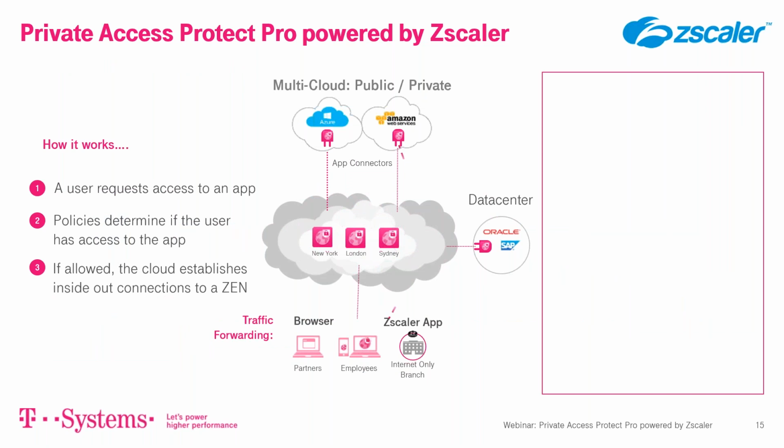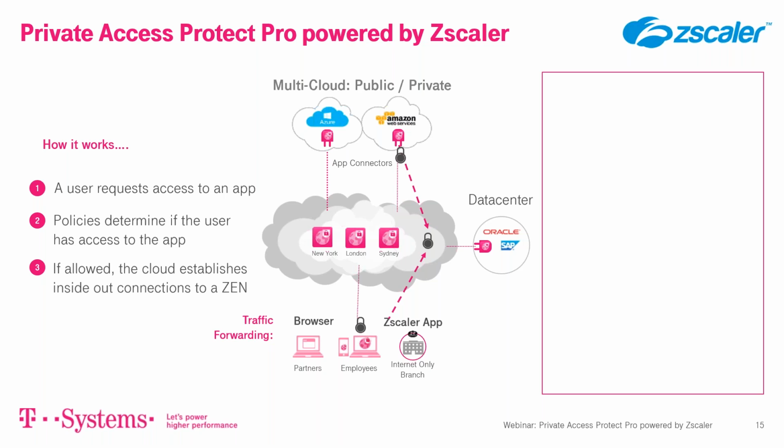So I have talked quite a lot about how the Private Access Protect Pro service works, so allow me to walk you through the flow. Please remember that this is done on a per application basis, where we request a new set of tunnels per user per app. And the moment those tunnels are no longer needed, we remove them.